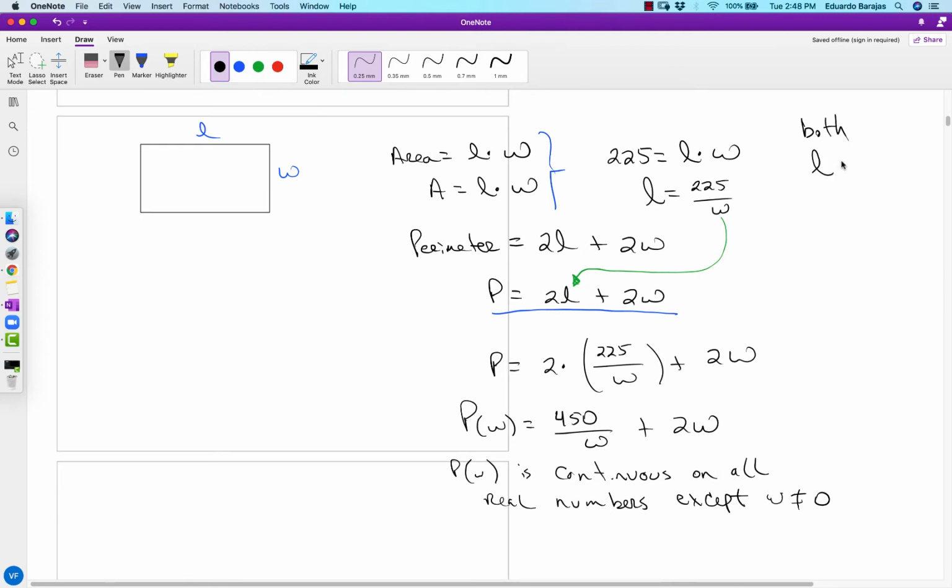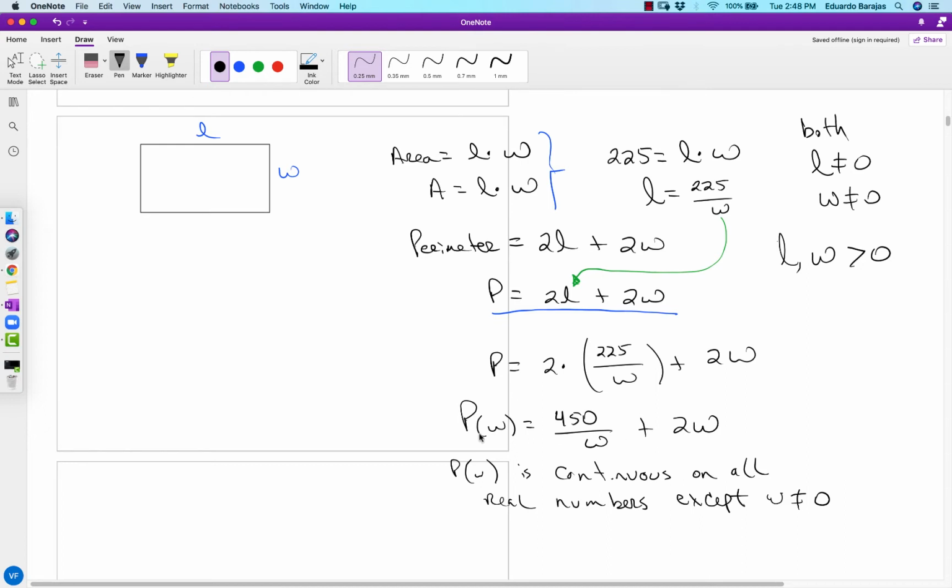So for us, we also have to consider that both L and W cannot be equal to 0, and they can't be negative. L can't be 0, W cannot be 0, because then you'd have a rectangle where one of the dimensions was 0, then you have a line, right? Okay, and also you can't have negatives. So what that means is that both L and W have to be strictly greater than 0. So that becomes our domain for this function, that we need W to be strictly greater than 0.